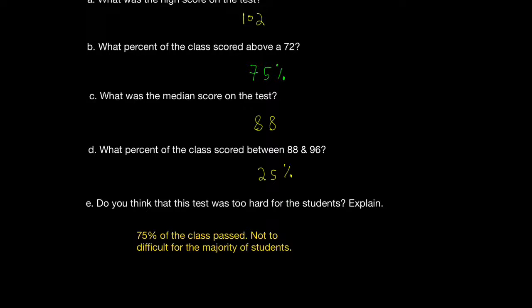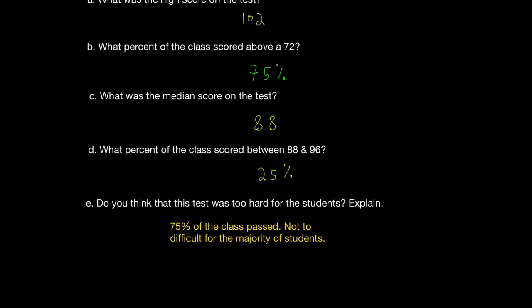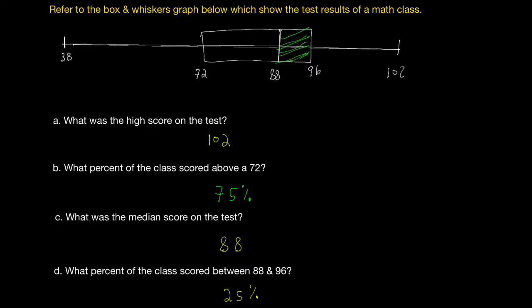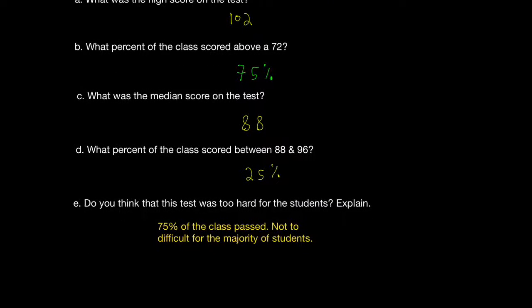So again, as an educator, the way I assess things is if a student passes or if he or she fails. And for me, if you get a C, that's pretty good. That's passing. So if we take a look at this graph, 75% of the class passed, only 25% failed. So my argument would be that it was not too difficult for the majority of the students.